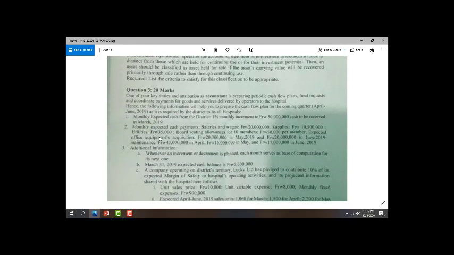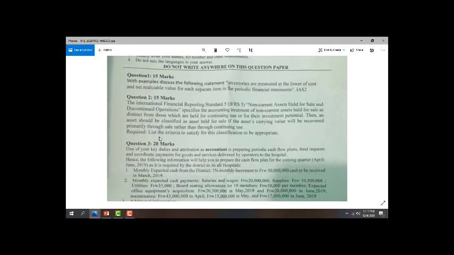Let's start with question 1. With example, discuss the following statement: inventory is measured at the lower of cost and net realizable value for each separate item in periodic financial statements.